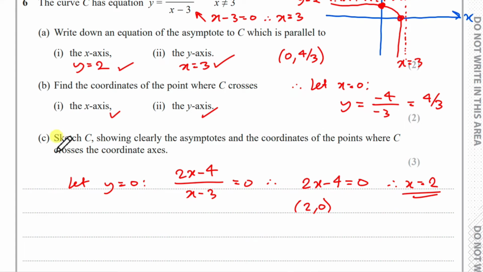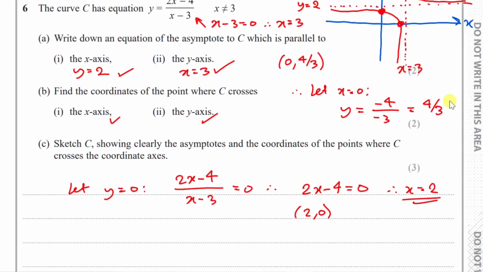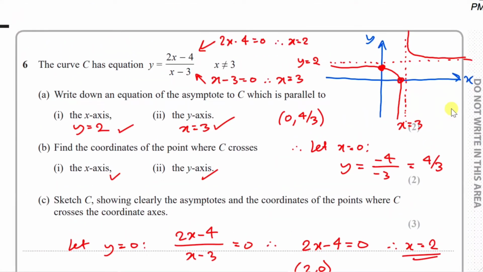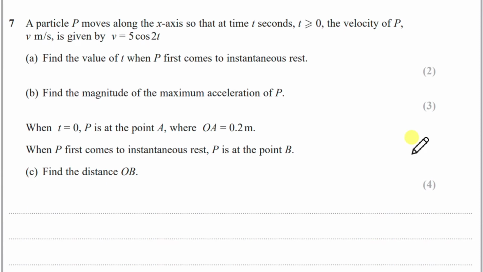And it also says, sketch C showing clearly the asymptotes and the coordinates of the points where C crosses the coordinate axes. Well, we already sketched it, and we've done it. So we know that one of them is going to be 2, 0, so that's 2 across, 0 up. And the second one's going to be 0, 4/3. So we just put 4/3 there. And that's it, guys.